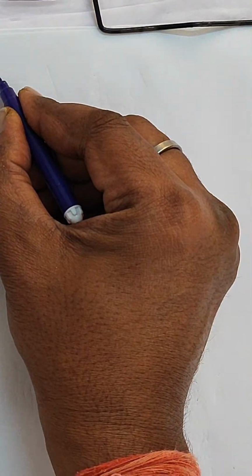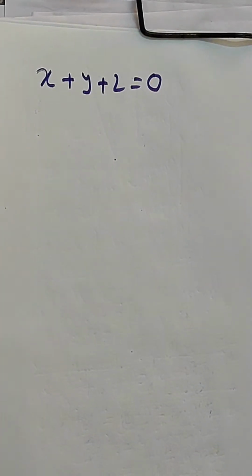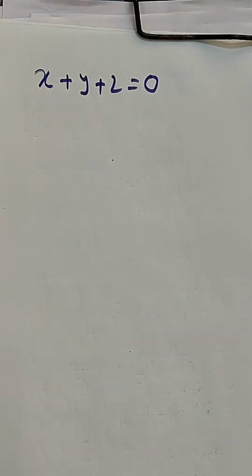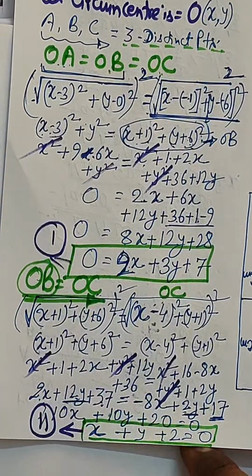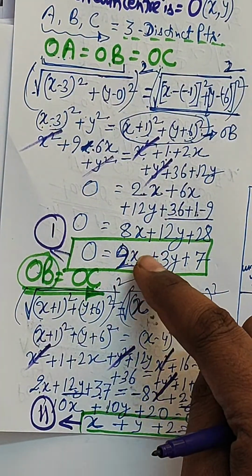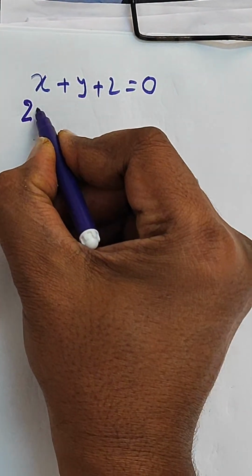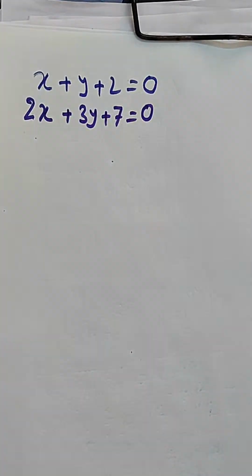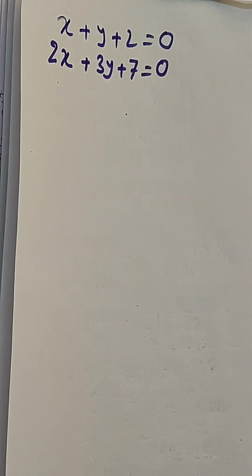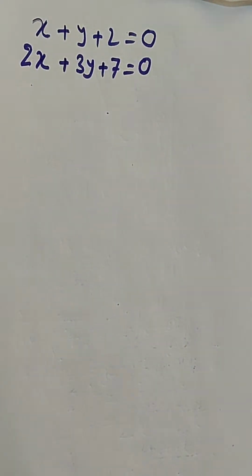So let me write it out. x plus y plus 2 equal to 0. This is one of the equations, and the second equation which was there with us, another was 2x plus 3y plus 7 is equal to 0, right? So we have two equations with us, so we can easily simplify it and solve it. Okay, how? Let us see.